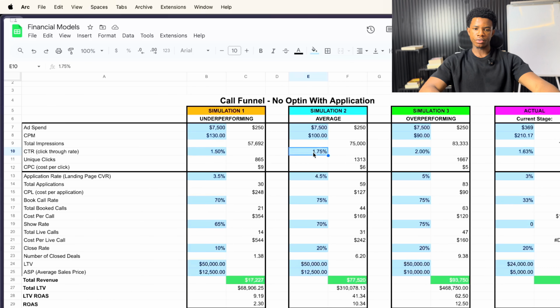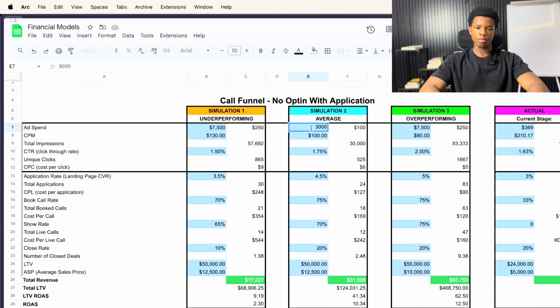So let's say we have a unique click-through rate of 1.75%, application rate of 4.5%, book rate of 75%, show rate of 70%, and closure of 20%. We are making $77,000 on the front end for this particular offer with these stats that we have right here. Now, let me actually see something. So let's say we spend $4,000 here. Let's say we spend $3,000, for example, right? So we're making $30K on the front end if we have all of these stats.